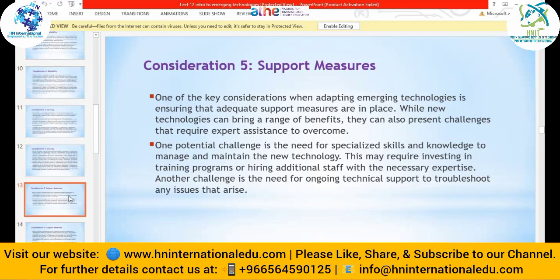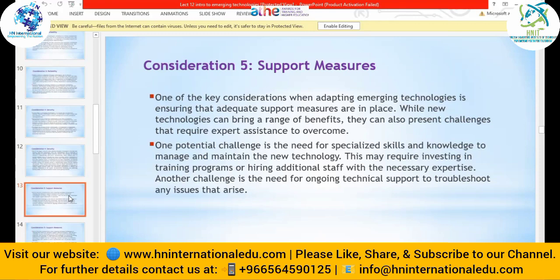One potential challenge is the need for specialized skills and knowledge to manage and maintain the new technology. This may require investing in training programs or hiring additional staff with the necessary expertise. Another challenge is the need for ongoing technical support to troubleshoot any issues that arise.